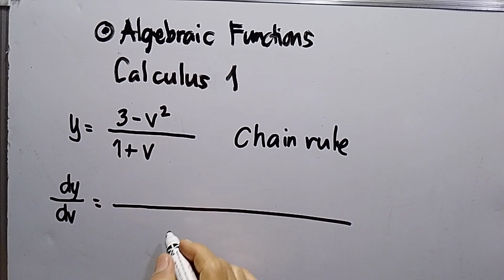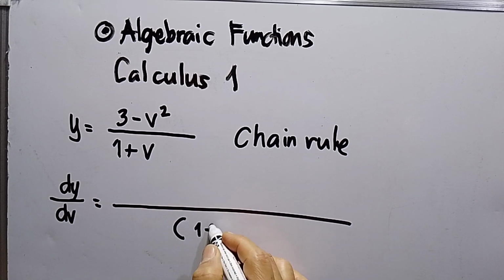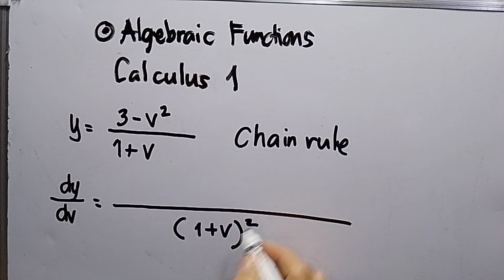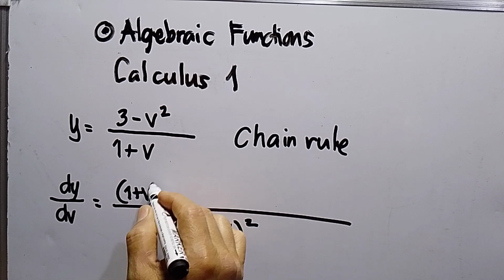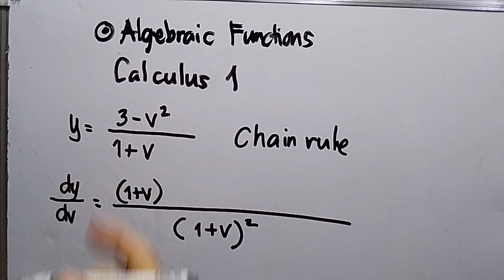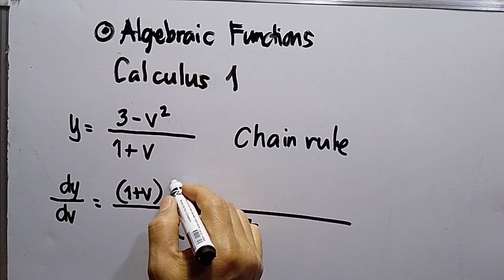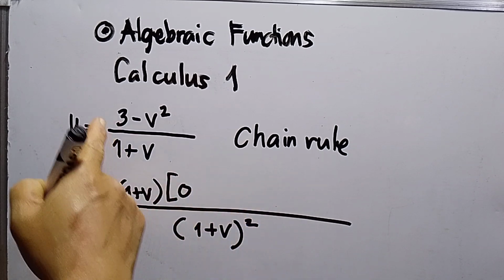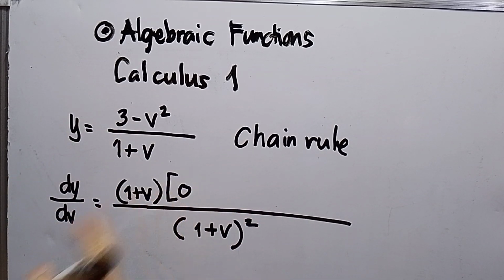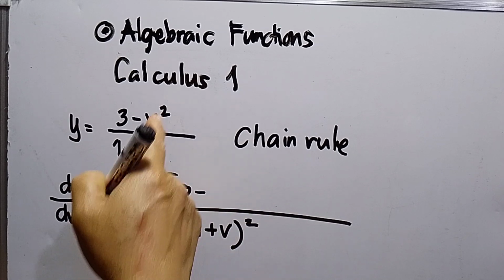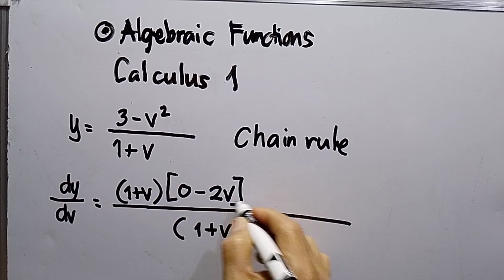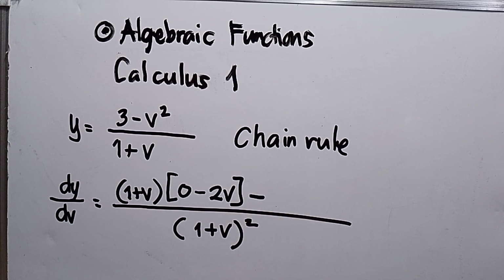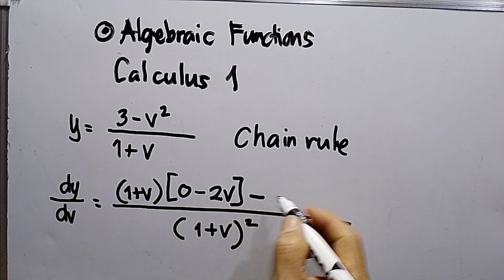First, I need to square the denominator, 1 plus v squared. And then, copy the denominator, 1 plus v. Then, differentiate the numerator. So this will be 0 because the derivative of a number is equal to 0. And then this will be minus the derivative of v squared, which is 2v. Then, minus. Copy the numerator.